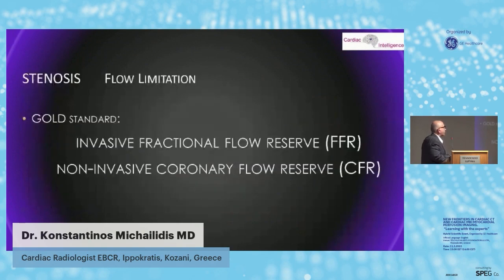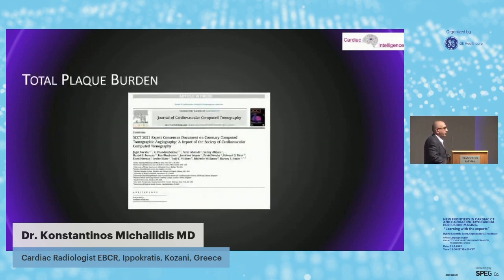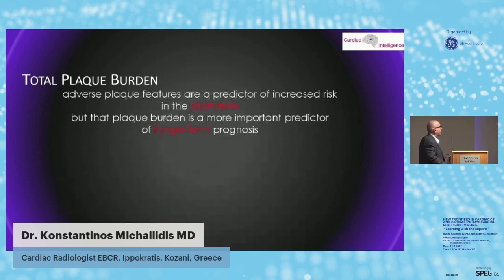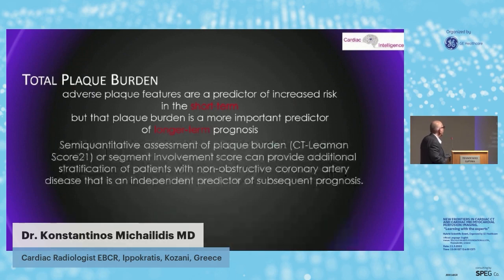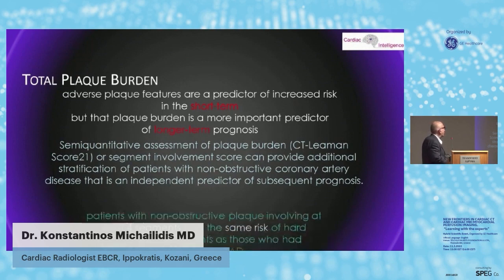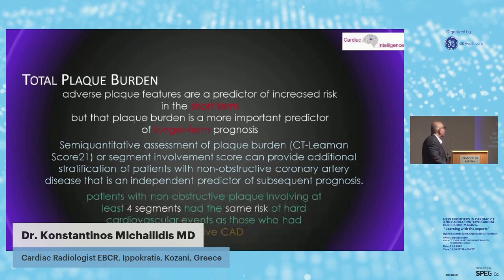Right now, the gold standard for stenosis in the past was FFR, and as both Alex and Ilya said, coronary flow reserve produced by stress MRI, stress CT or PET is as good as interventional FFR. And there are some new biomarkers like the segment involvement score, and some other scores, the CT-Leaman score, that can predict the risk better than the plaque features. They have a very big role in predicting future events. Patients with non-obstructive disease involving more than 4 segments have the same risk as those who have obstructive CAD, more than 70% stenosis. So it's not the stenosis, it's the plaque.